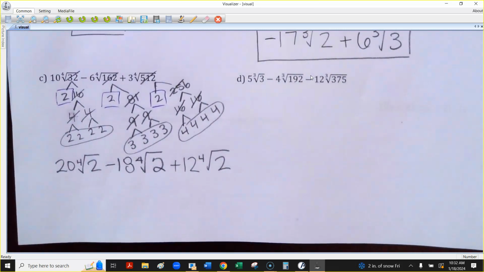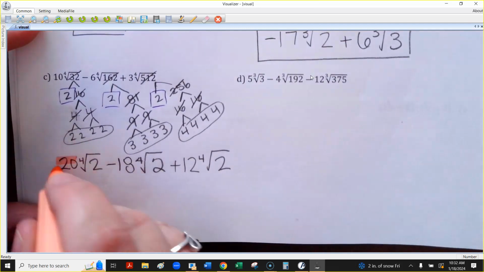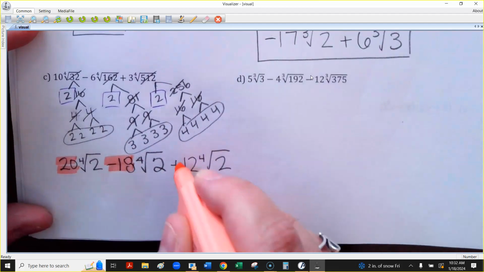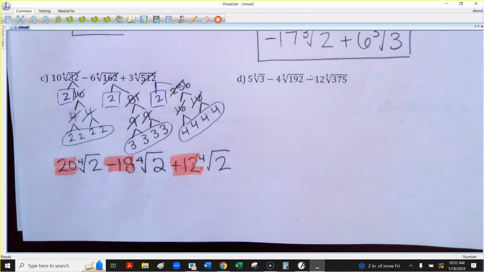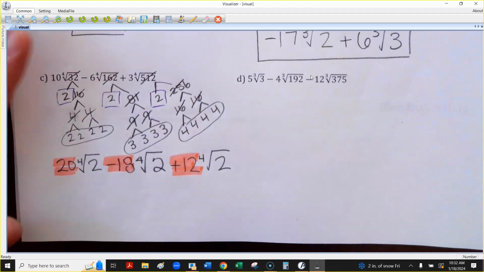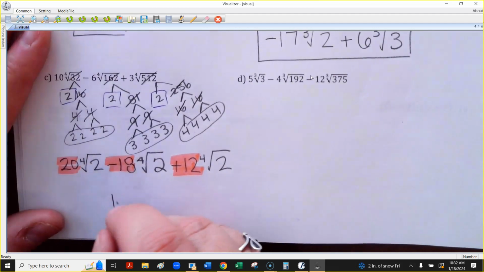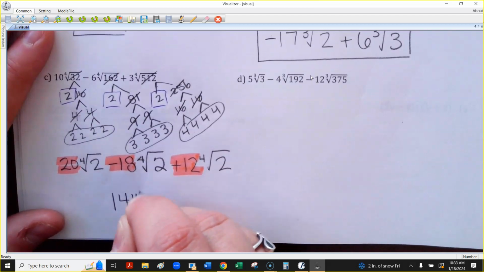So I know that's a little bit of work, but they do actually then end up all being like radicals. So all you have to do, these are all 4th roots of 2. You have 20 minus 18, so that would be 2, and then plus 12. Don't change what's under the radical after you simplify it. Should be 14 4th roots of 2.